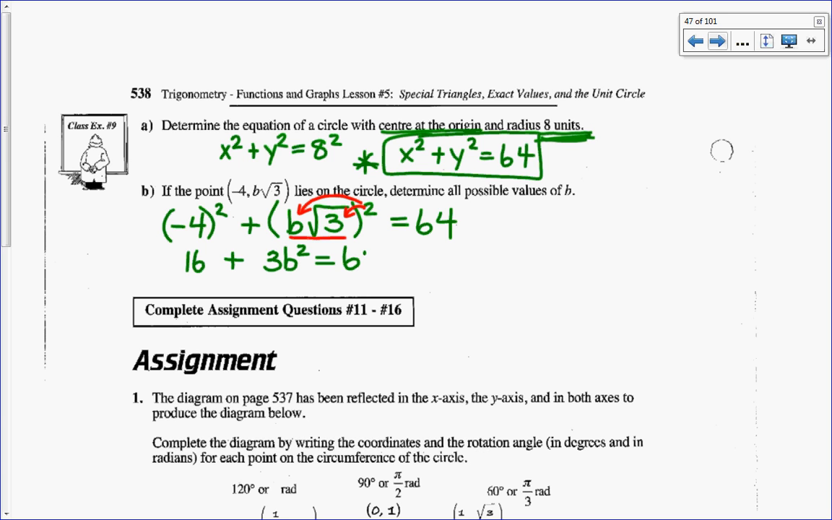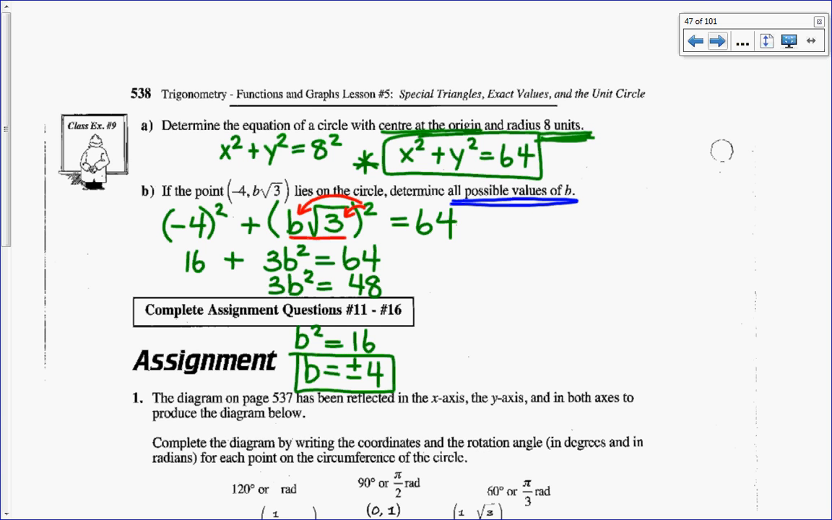And that equals 64. Then I'm just going to use regular algebra to isolate my b term. So I'm going to subtract 16 from both sides, and I'll have 48 here. Then I'm going to divide by 3, so I'll have b squared equals 16. And so b is going to be plus or minus 4. And that's why the question said to determine all possible values of b, because there's a positive 4 and a negative 4 that could be our b.